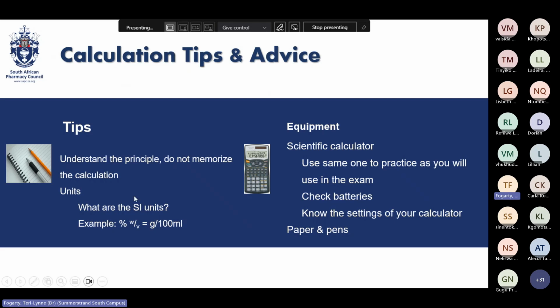And then we also say, make sure you've got paper and pen. And you're thinking, but I'm writing an online exam. Surely I just need my device. No, you need paper and pen because you need to do the calculation. You need to write down the calculation and work it out on paper so that you can then enter the correct answer on the online platform.